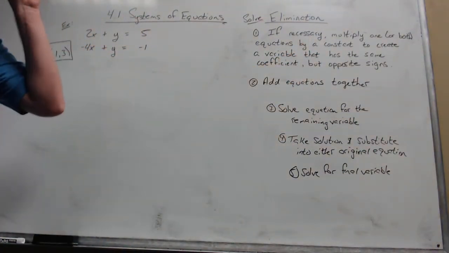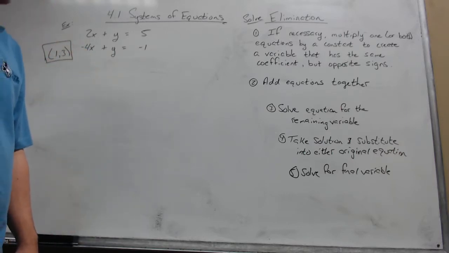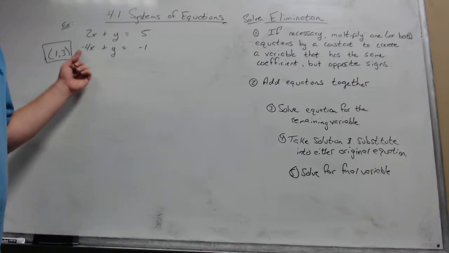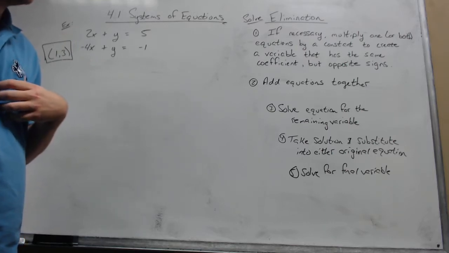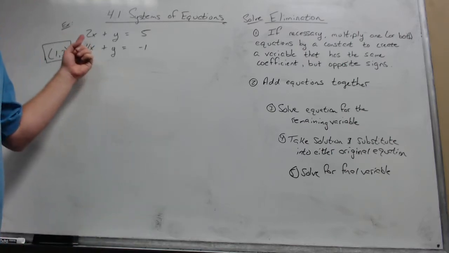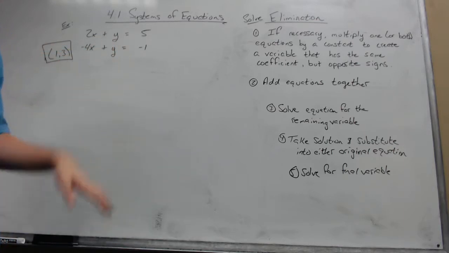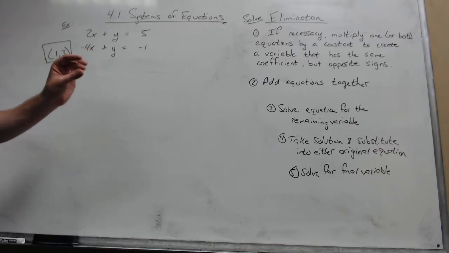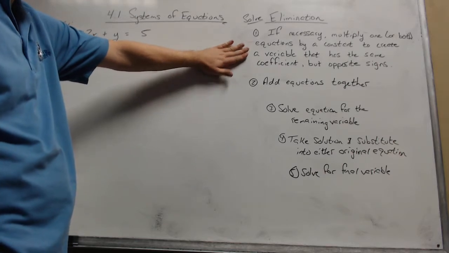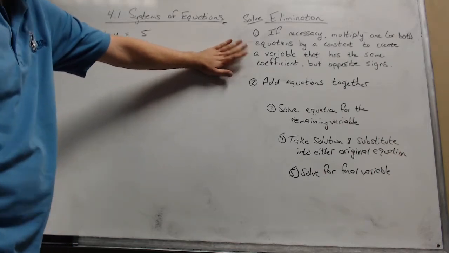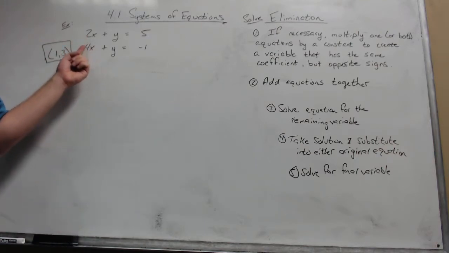If necessary, we're going to want to manipulate one or both of the equations, depending on everything we need to do. And to manipulate them, we're going to multiply the whole equation by a constant, a number of our choosing. The goal here is to create one of the variables, whether it be x or y, that has the same coefficient but opposite signs. So when we add them together, they'll cancel out. That's going to be the key point to starting this problem. If we don't have a variable that has the same coefficient and opposite signs, we're going to have to make that happen.